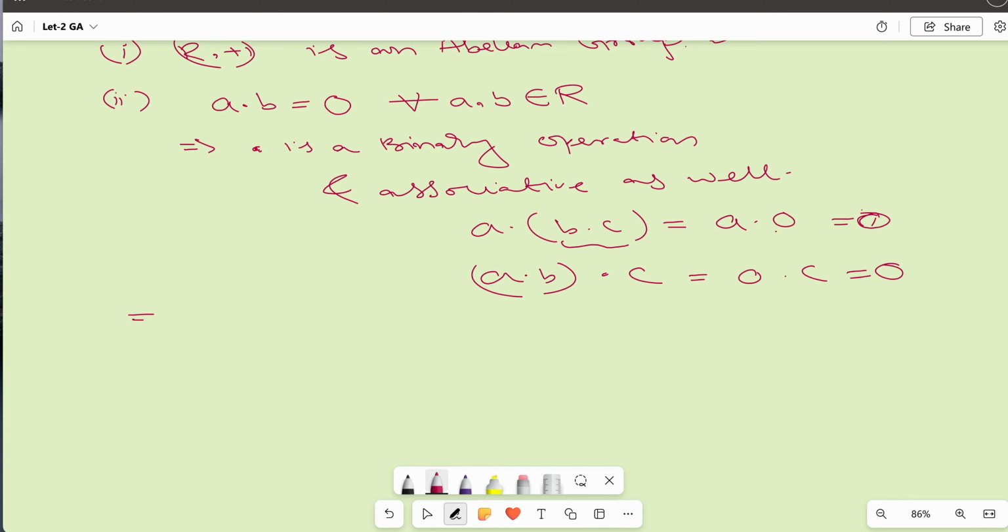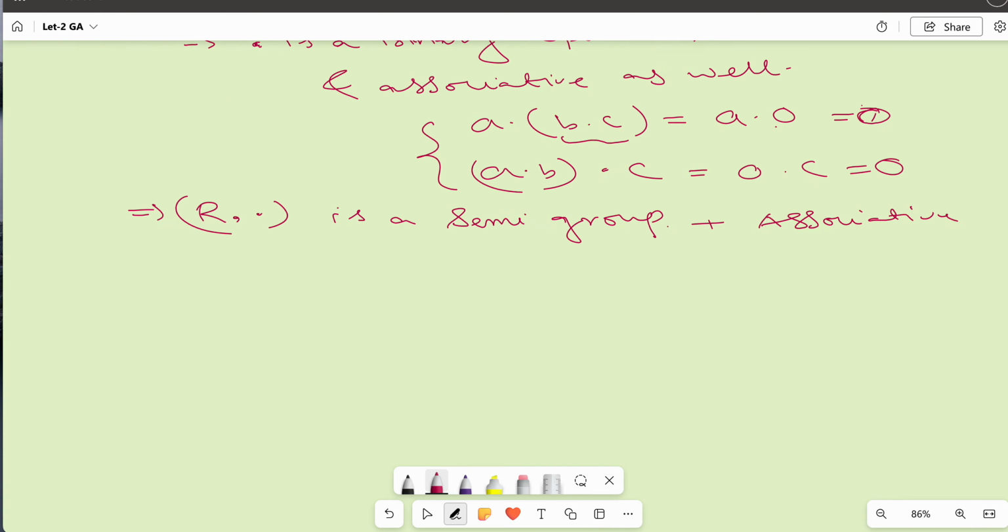This implies that R with respect to dot is a semigroup, right? Associativity comes from here. So this implies R plus dot is a ring.